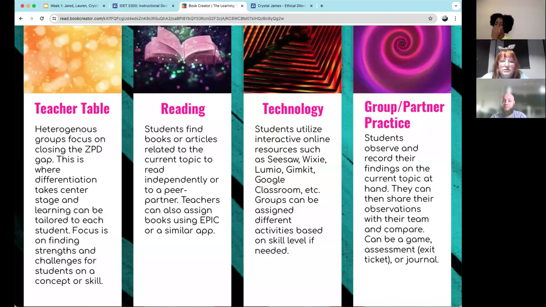The last one, which is very important for the zone of proximal development, and for motivation and volition too, is the group or partner practice. So instead of having that individual work, you would have peers, and the students would observe and record their findings on the current topic at hand, and then they can share their observations with their team and then compare it. This can be a game, an exit ticket, or even just a journal.